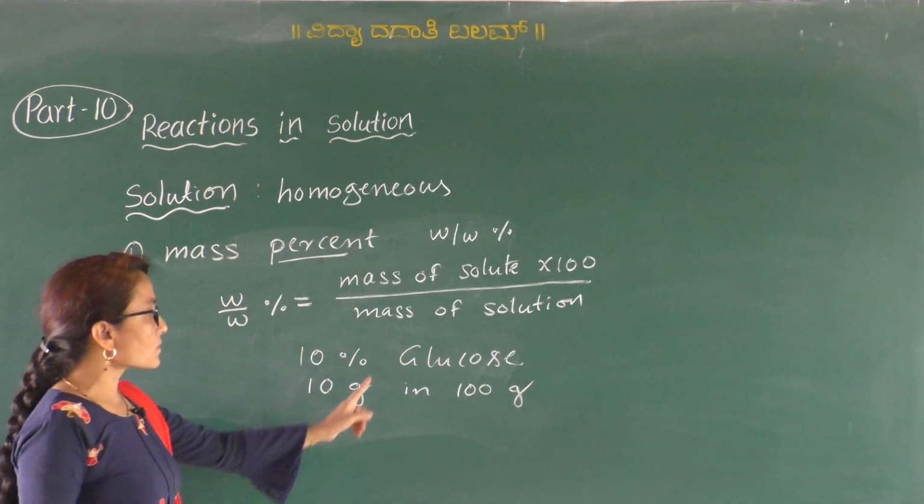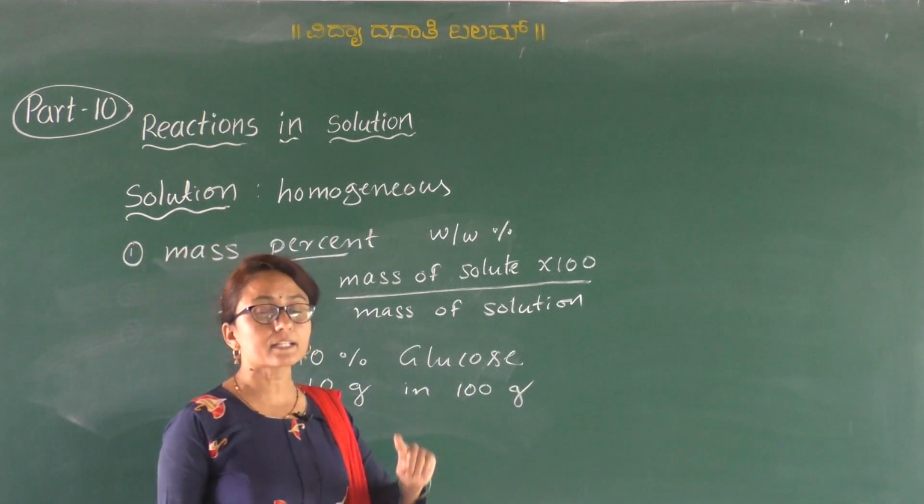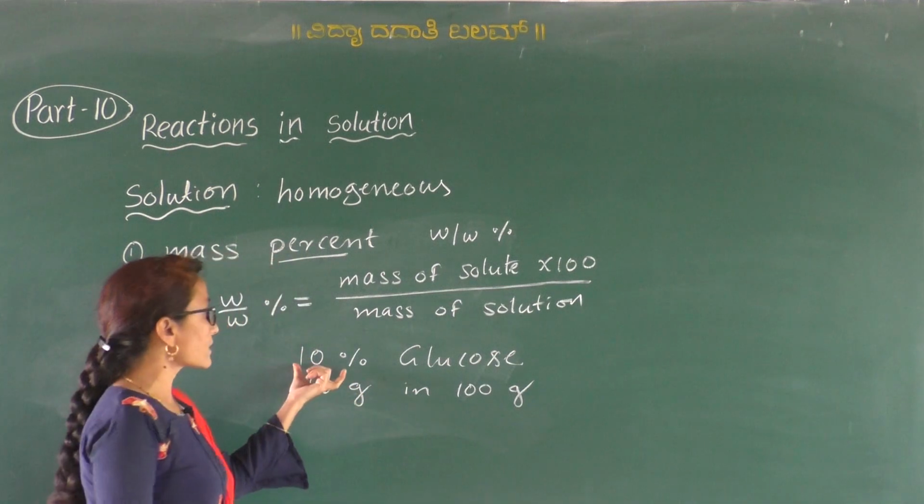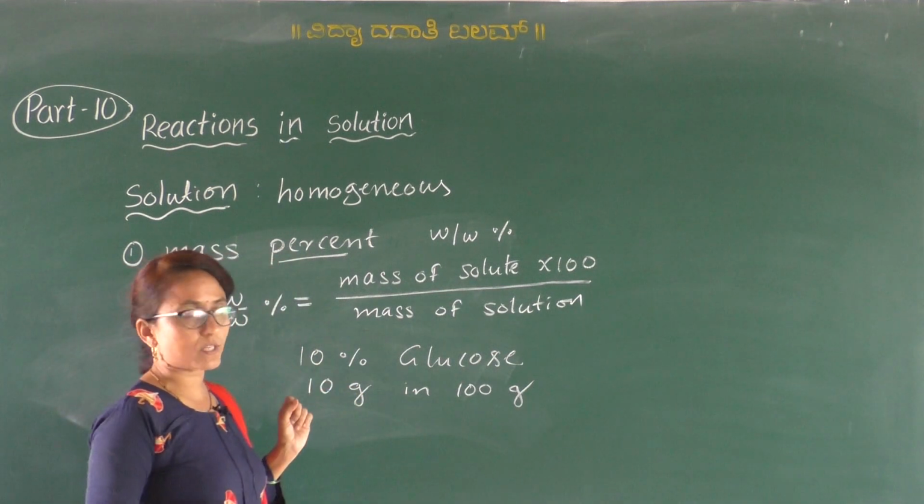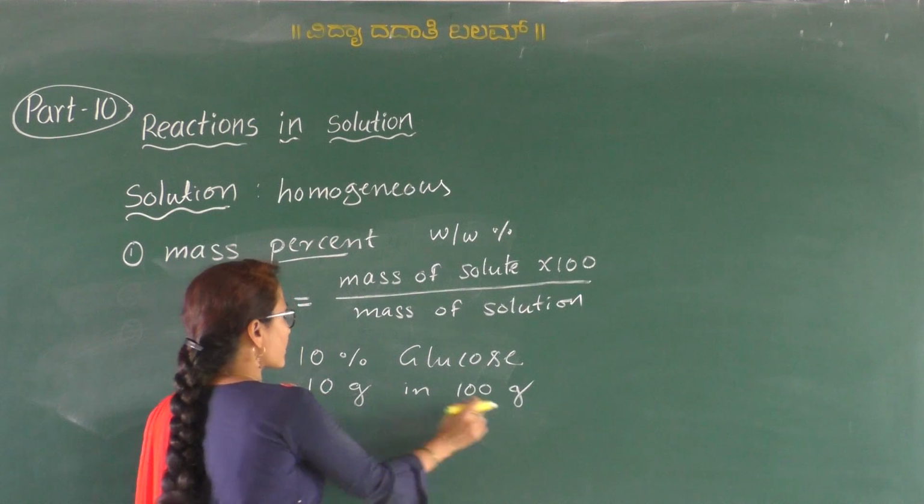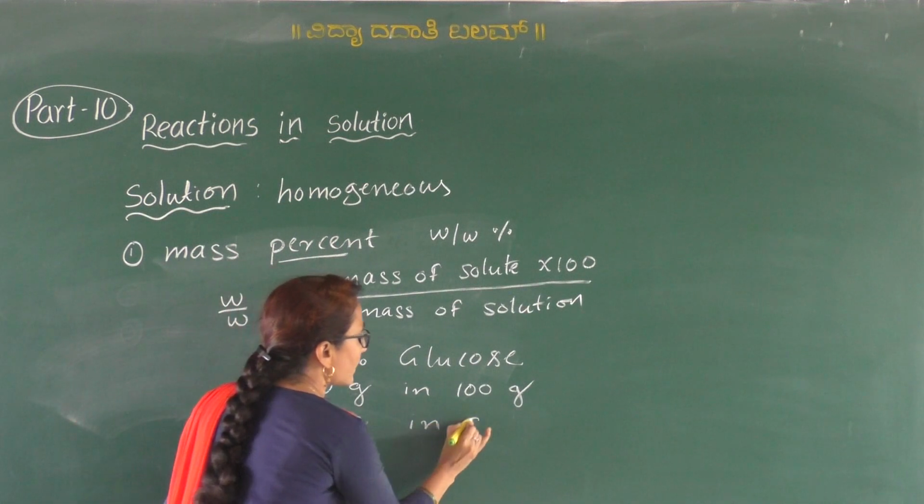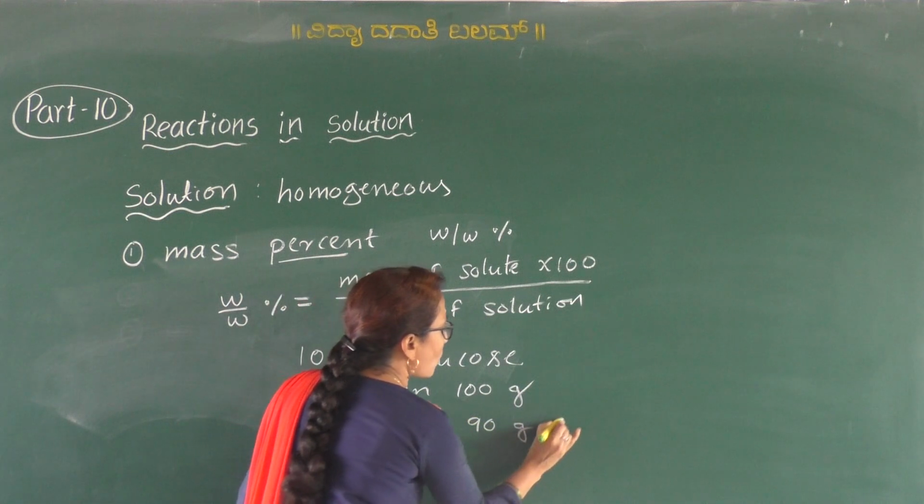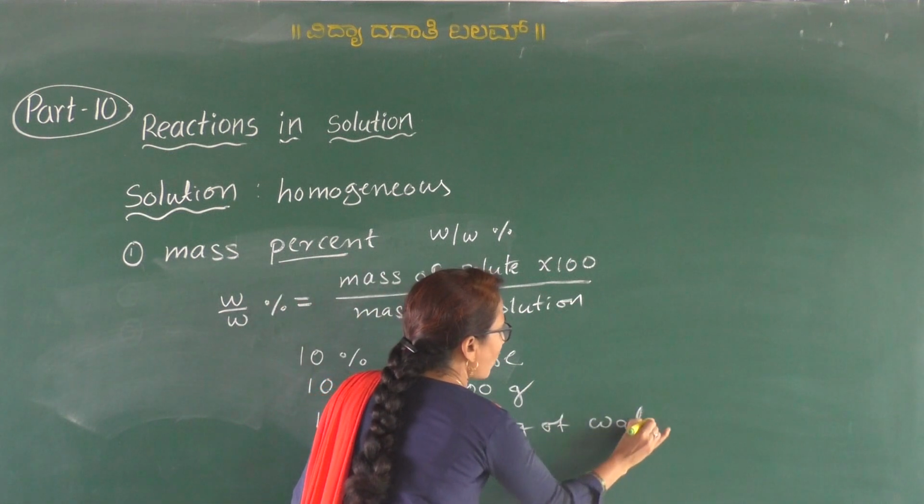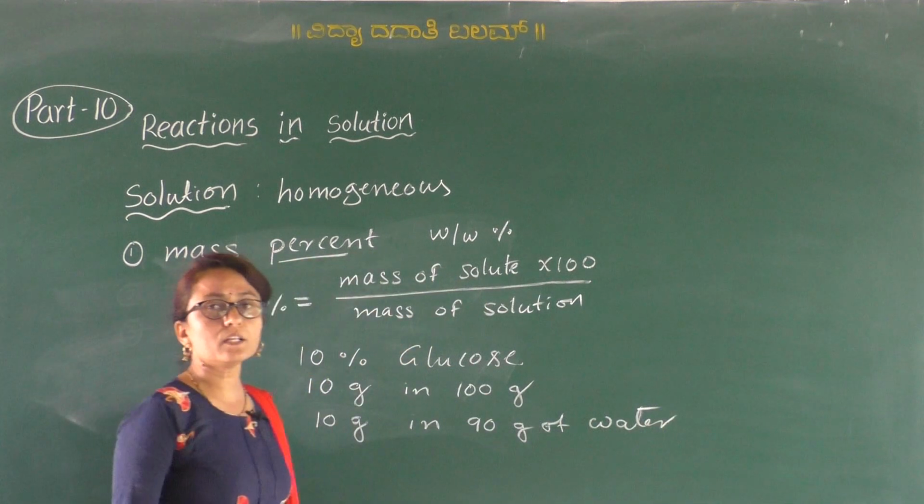So 10 grams of glucose present in 100 grams of solution is known as a 10% solution. So 100 grams of solution means the 10 grams of glucose is dissolved in 90 grams of solvent, that is water, so 90 grams of water.